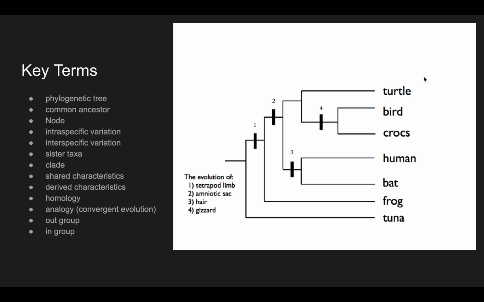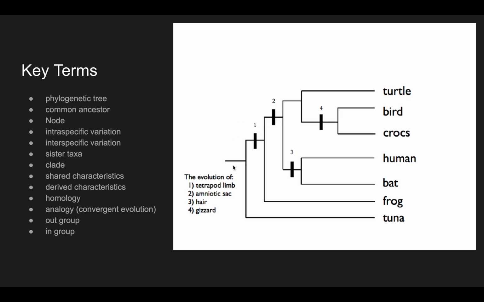But if you're talking about, let's say, turtle, bird, crocs, bat, and frog, so everything right from this point on, right? Then you can say a shared characteristic is number 1, right? They all have a tetrapod limb, right? Every single organism you can see has developed a tetrapod limb. Now, can you say that number 2, amniotic sac, is a shared characteristic? You can't if you're referring to the taxa including the frog, because the frog doesn't share that characteristic, right? It started right here. So that would be a derived characteristic of this taxa, right? Number 2, but number 1 would be a shared.